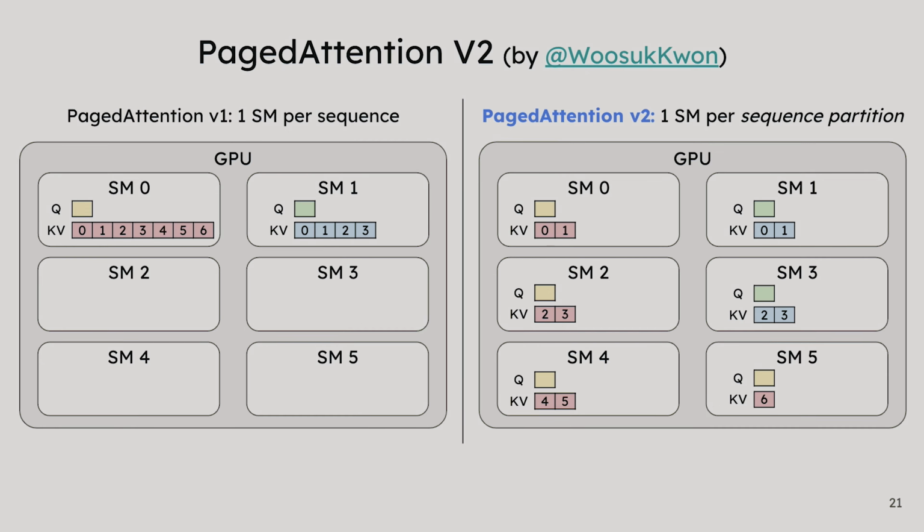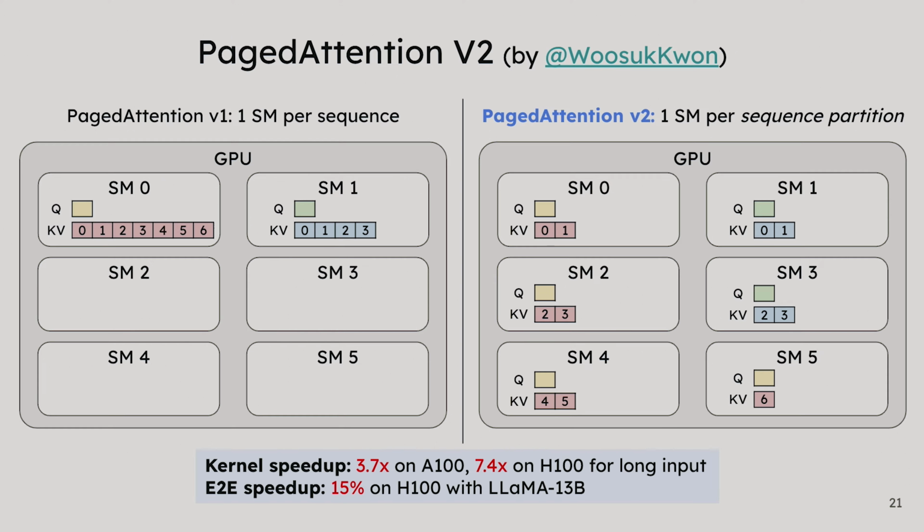Okay, our previous implementation of PagedAttention exploited GPU parallelism by assigning one SM to a sequence. However, this sometimes led to a significant load imbalance between SMs, just like the figure on the left-hand side. In the new kernel, PagedAttention v2, we partition each sequence into smaller pieces and distribute them to different SMs. This is similar to flash decoding, if you're familiar with it. This optimization leads to up to 7x kernel speedup, especially for long sequences, and 15% end-to-end latency reduction for a particular case on H100.